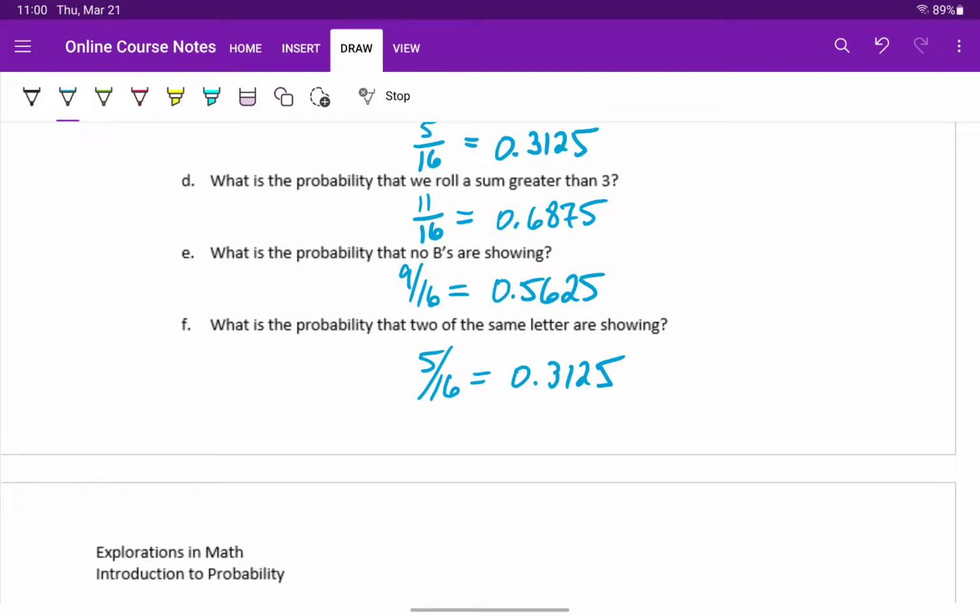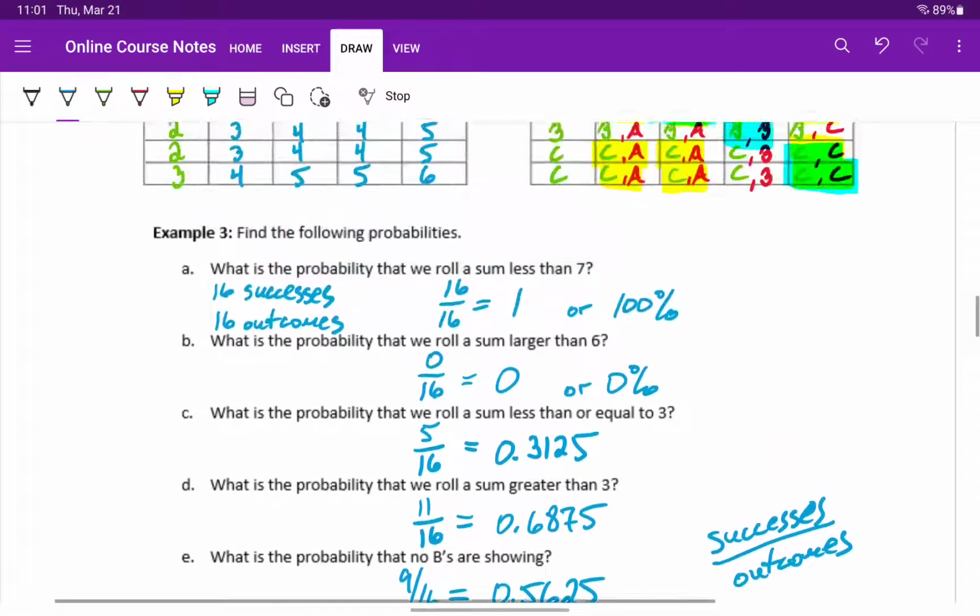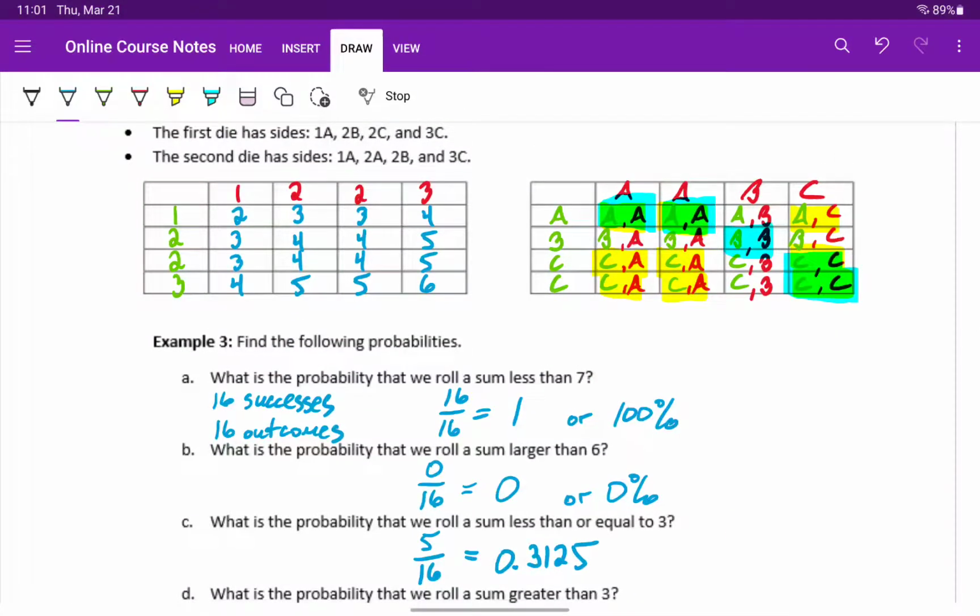So again, in each case, what we're looking for is to take our number of successes, the number of times we can achieve whatever result we're interested in, divided by the total number of possible outcomes. And generating a sample space using a table is one of those methods to determine how many possible outcomes exist.